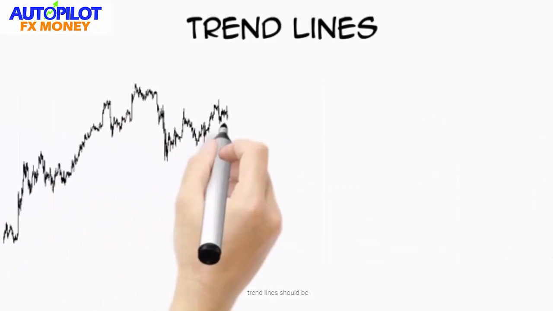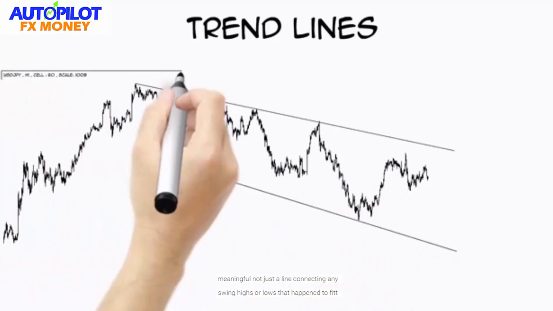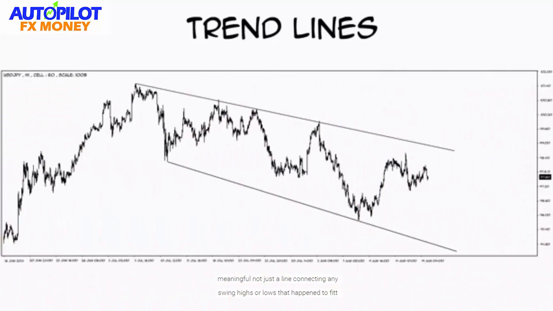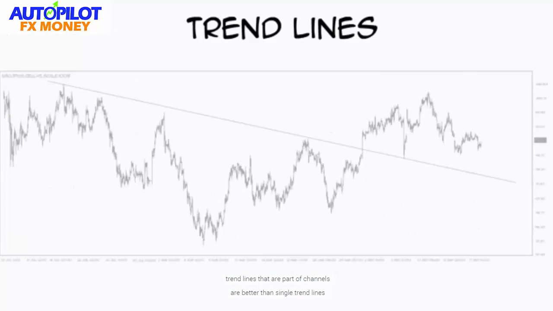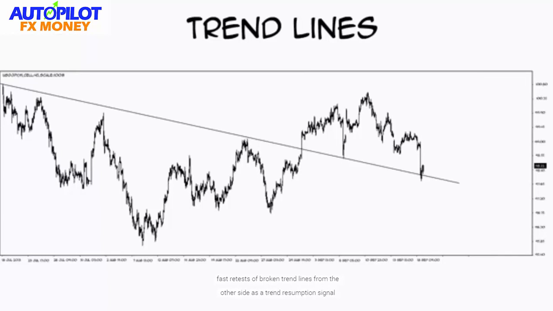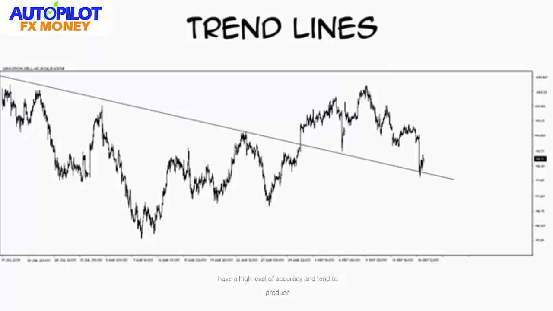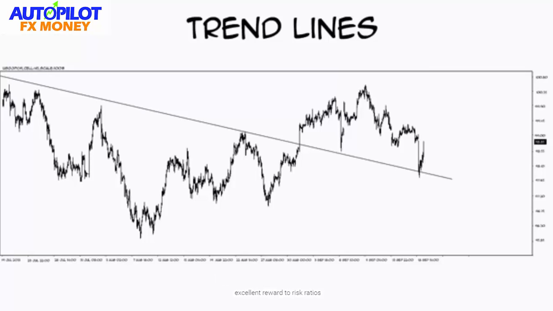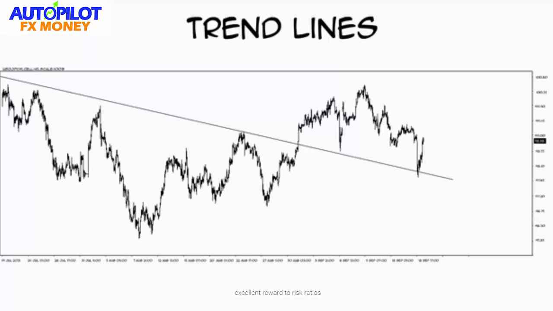The trend line should be meaningful, not just a line connecting any swing highs or lows that happen to fit. Trend lines that are part of channels are better than single trend lines. Fast retests of broken trend lines from the other side as a trend resumption signal have a high level of accuracy and tend to produce excellent reward-to-risk ratios.